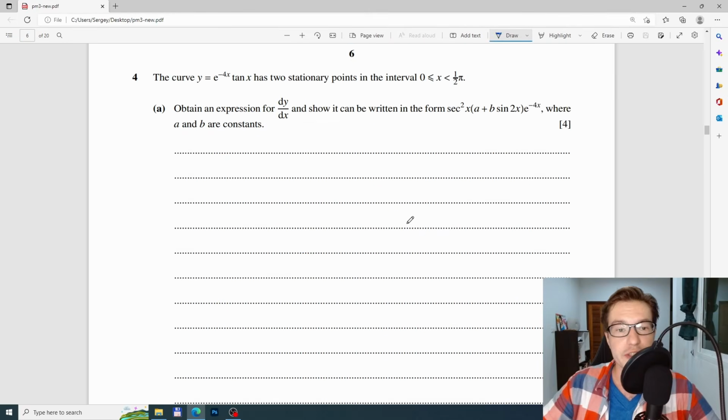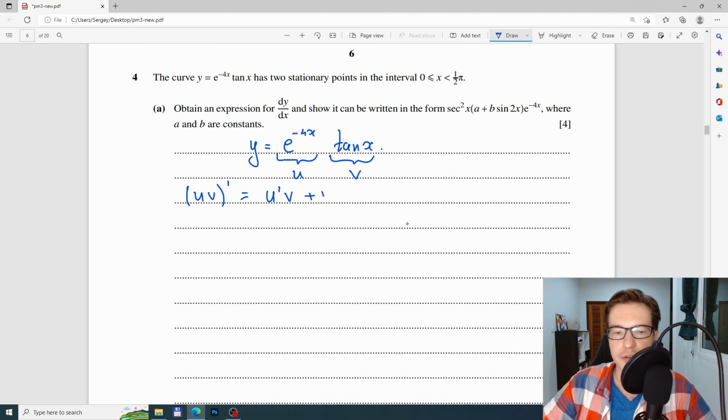So my answer is going to be only 1.19. Okay, next question is about differentiation, and we have to find the derivative of e to the power of minus 4x times tangent x. Because that's a product, I'm going to use the product rule, which is (uv) derivative equals u derivative times v plus v derivative times u.